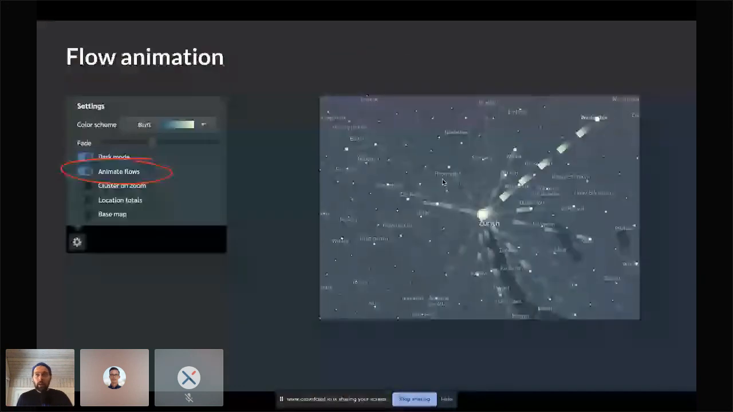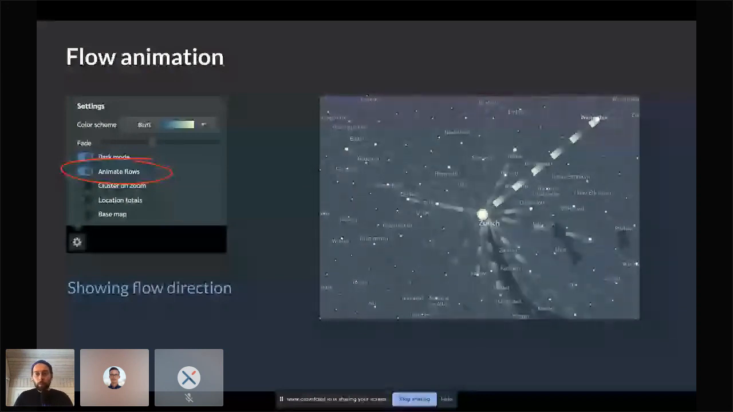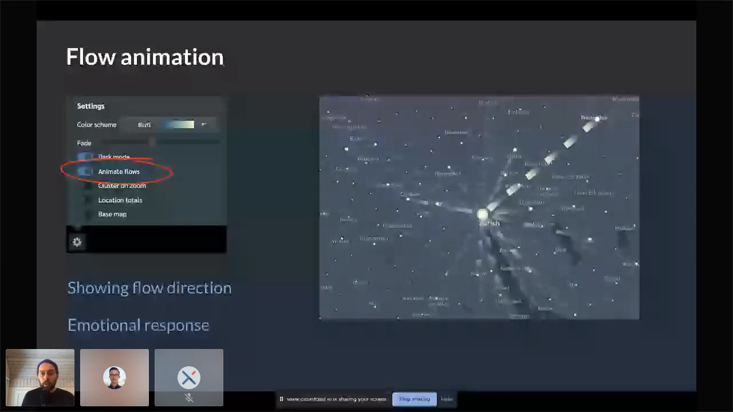There is also an animation toggle in the tool. Beside being fancy, it actually can be a useful alternative for showing the flow direction. Sometimes it's more readable. And it also generates a certain emotional response. You see these recurring flows of people, and it works nicely with the commuters, right? Because they go to Zurich every day.